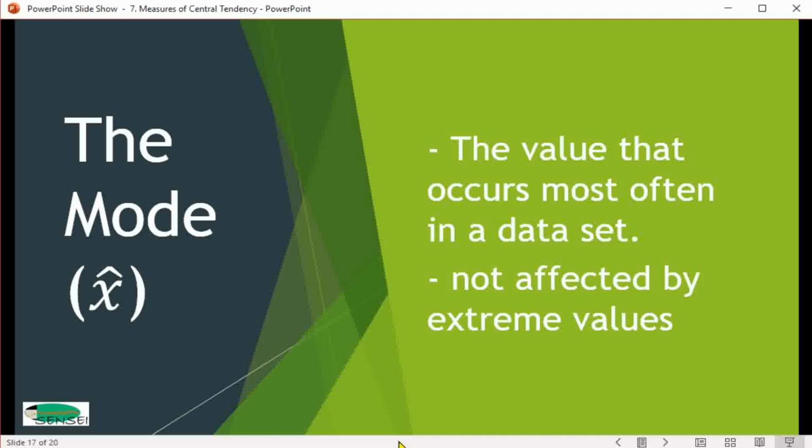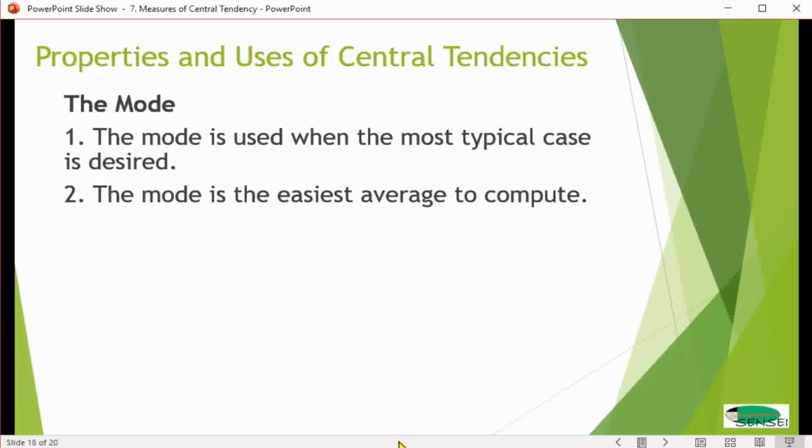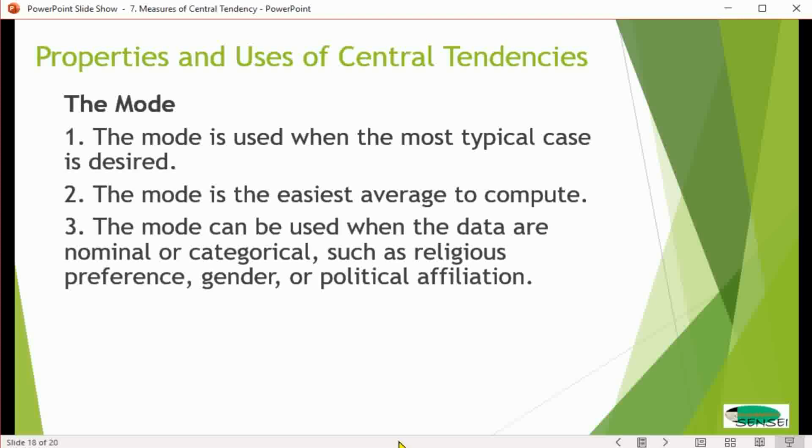Next, the mode. The mode is the value that is often repeated in the distribution. And just like median, it's also not affected by extreme values. So what do we do by mode here? The properties of the mode are the following. If you would like to see which is the most desired or most preferred, you would use mode. And it's easiest to compute because there's no computation really. You're just looking for the most repeated number.